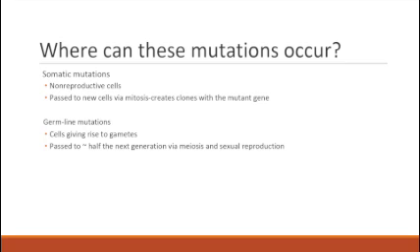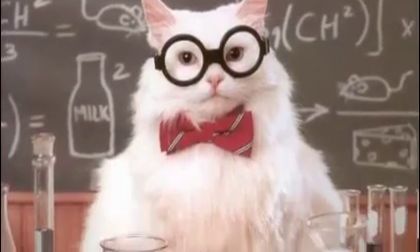As for germline mutations, these occur in cells that will eventually give rise to gametes. Through meiosis and sexual reproduction, the mutant gene will be passed to approximately half of the patient's offspring. This concludes our video for chromosome mutations.